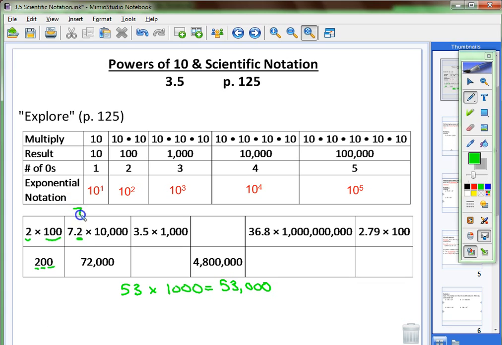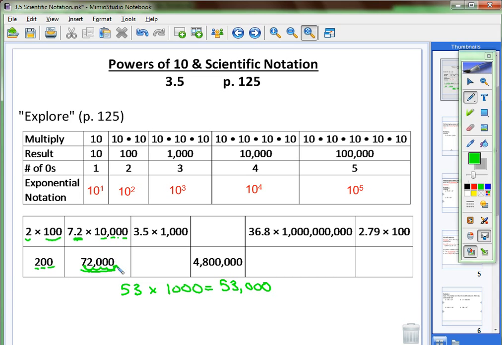7.2 times 10,000 is not 7.2 with 4 zeros after it, because that hasn't actually changed the value. This is still 7 2/10. So we need another way to work with this. Well, if you look, they've already told us the answer. 7.2 times 10,000 is 72,000. The decimal point started here. And there are 1, 2, 3, 4 zeros. Decimal point started here, and it ends up 1, 2, 3, 4 places to the right.